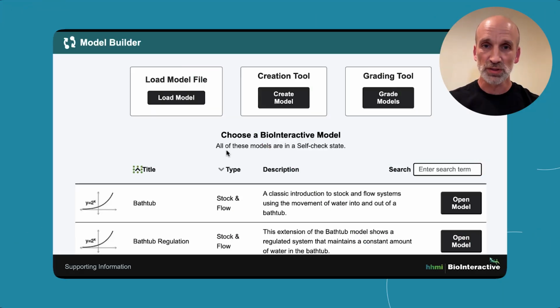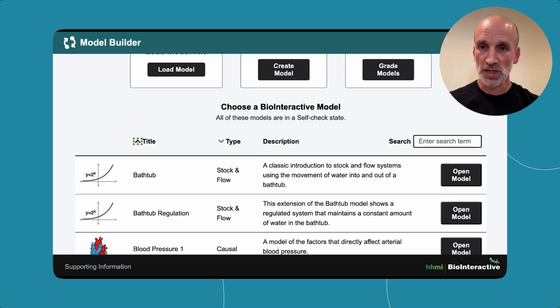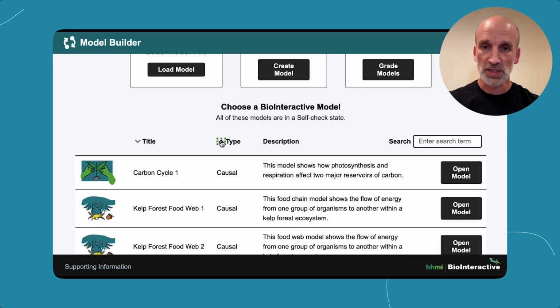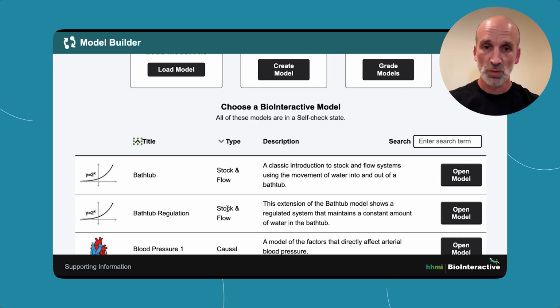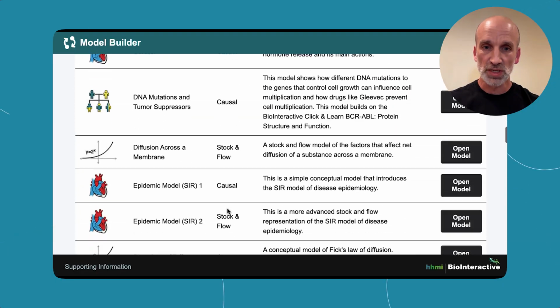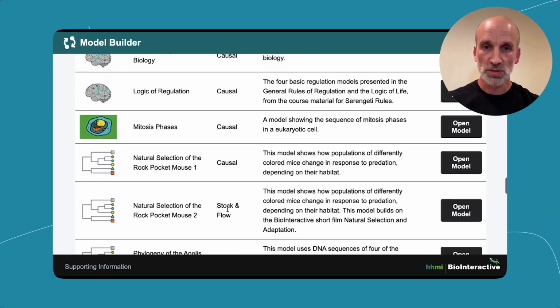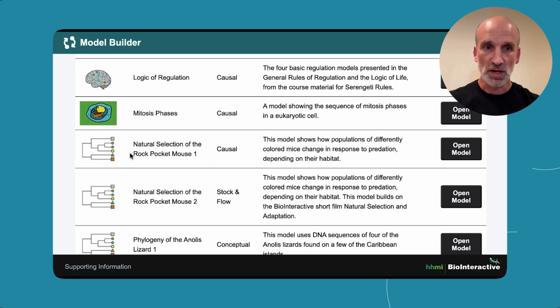We're here on the Model Builder landing page, and we're going to choose a model in self-check mode to complete. To do this, we're going to ignore these three buttons at the top and scroll down. We can see from the text that when we open any of these models, they open in a self-check state. We can also sort the models alphabetically by title and by type: causal, conceptual, and stock and flow. We're going to sort by title, and today we're going to choose the natural selection of the Rock Pocket Mouse 1 model. We can see here that it's a causal model, so it's going to use positive and negative connectors to indicate how one variable affects another, and also that it is modeling how populations of mice respond to predation. You might already be familiar with this phenomenon from other biointeractive resources.